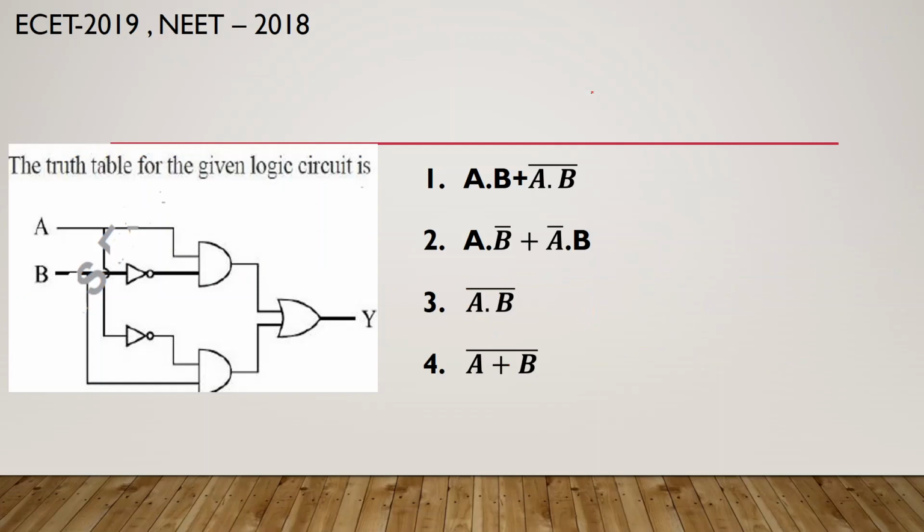This is a 2018 question. ECET means Engineering Common Entrance Test. This is conducted in Telangana and Andhra Pradesh. This question was asked in 2019. Now let us see this question. What has he given? The truth table for the given logic circuit. Actually here it should not be a truth table. It should be a Boolean expression, or output, for the given logic circuit. He has given 4 options: A dot B plus AB whole bar, or complement. Let us see this.